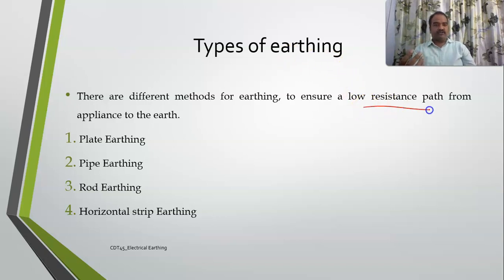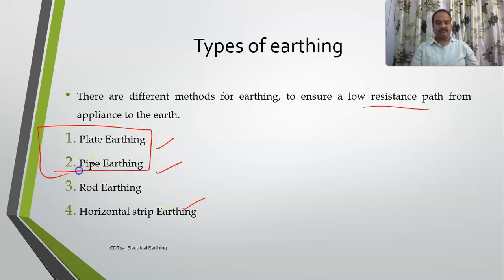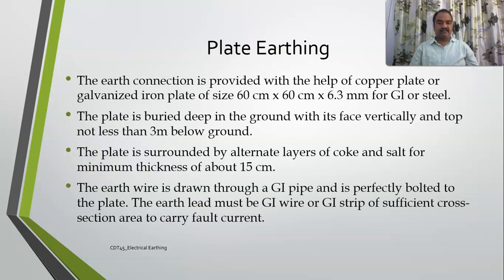To ensure a low resistance path, there are many types of grounding which are generally practiced: plate earthing, pipe earthing, rod earthing, and horizontal strip earthing. But generally the first two are widely preferred, so I'll discuss the first two in this lecture. The first one is plate earthing.